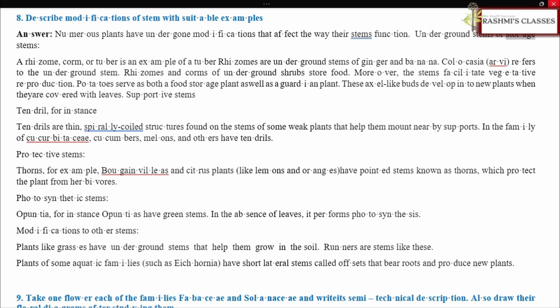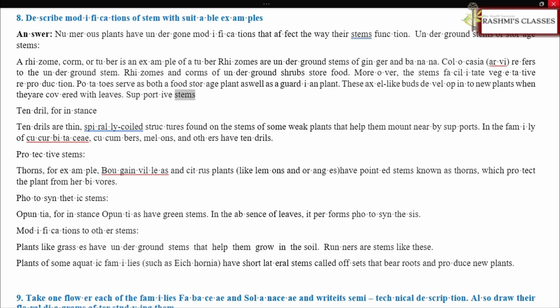Underground stems or storage stems. A rhizome, corm, or tuber is an example. Rhizomes are underground stems of ginger and banana. Colocasia refers to the underground stem. Rhizomes and corms of underground shrubs store food. Moreover, the stems facilitate vegetative reproduction. Potatoes serve as both a food storage plant as well as a vegetative reproduction plant. These axillary buds develop into new plants when they are covered with leaves.